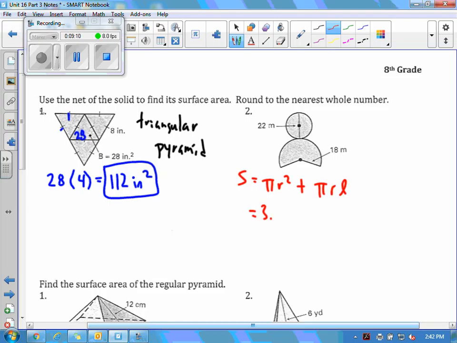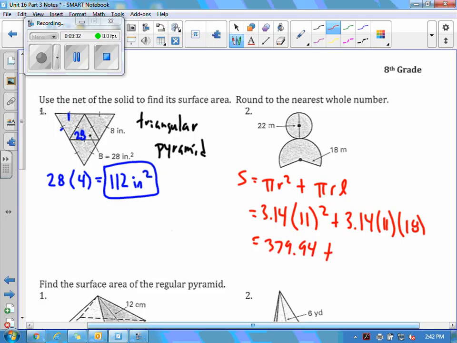So pi is 3.14. The radius would be 11, because 22 is our diameter, and we just cut that in half. So 11 squared plus pi times the radius, and then 18 would be our slant height. When we do 11 squared times 3.14, we wind up with 379.94 for the base, our circle.